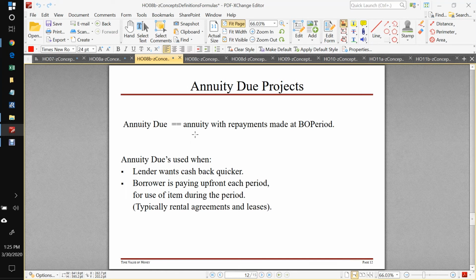Okay, then we looked at annuity due projects, and annuity due projects are just annuity projects with repayments made at the beginning of the period instead of the end of the period. They happen when a lender wants their cash back quicker, and very often when the borrower is paying upfront for each period for the use of the equipment or whatever it is during the period. So that could be an apartment where you pay your rent upfront at the beginning of the month. It could be a lease for a piece of medical equipment, something like that.